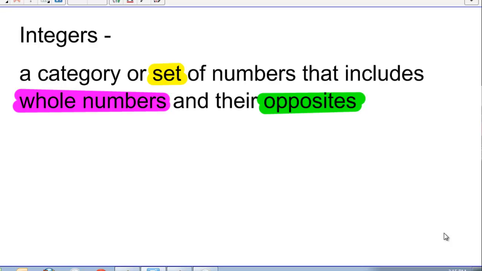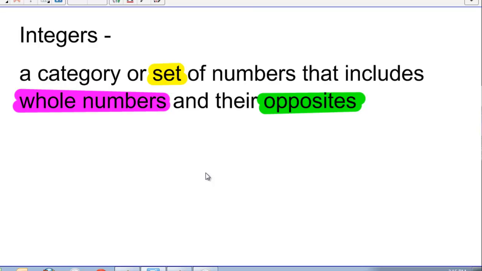Integers are just a certain set of numbers, one type or category of numbers that includes whole numbers and their opposites. Whole numbers are counting numbers, 1, 2, 3, 4, and they start with 0. So just numbers that you would count, the first ones you encountered in kindergarten. Opposites, we're going to talk about in just a second, on my next slide. But right now, what you need to know is that it adds in negative numbers.